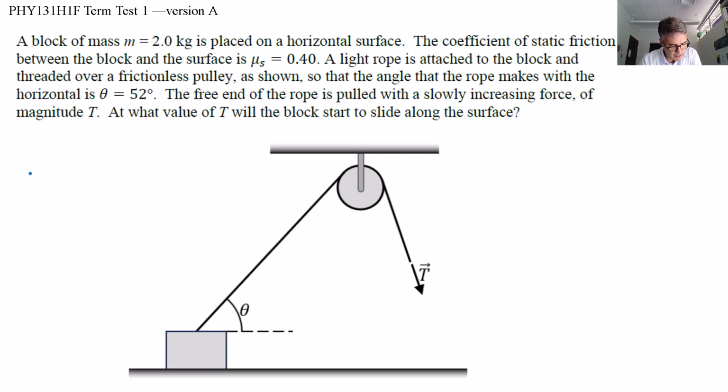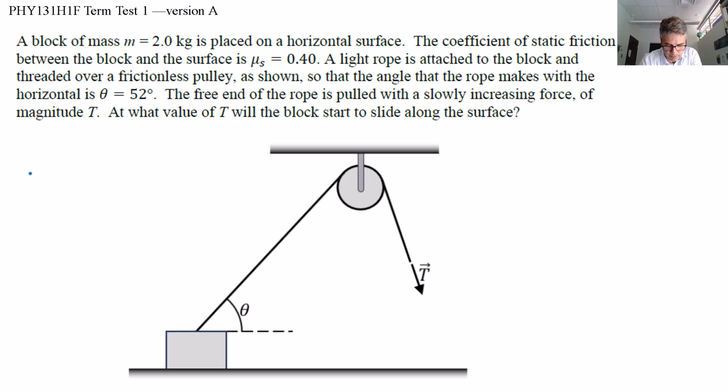A block of mass m, 2 kilograms, is placed on a horizontal surface. The coefficient of static friction between the block and the surface is mu equals 0.40. A light rope is attached to the block and threaded over a frictionless pulley as shown, so that the angle the rope makes with the horizontal, theta, is 52 degrees.